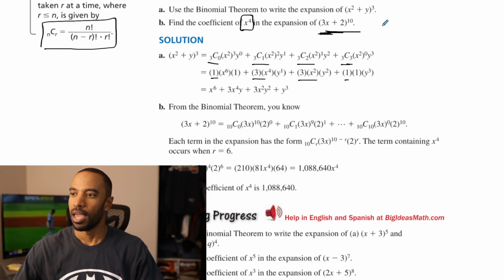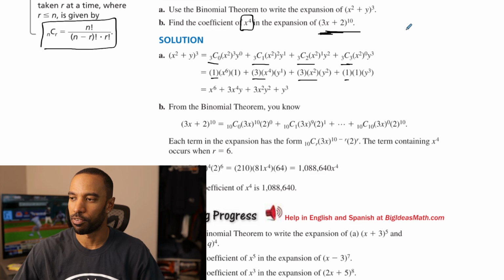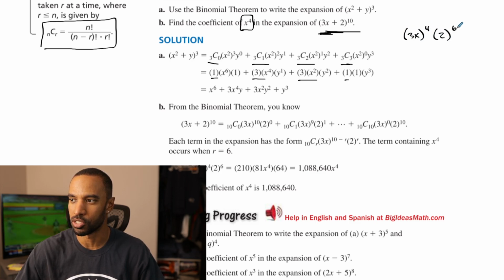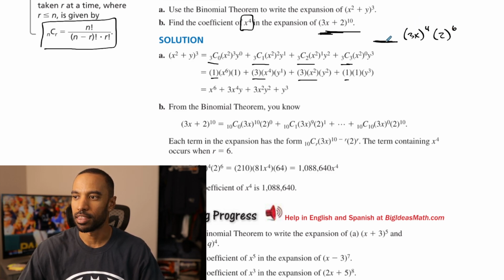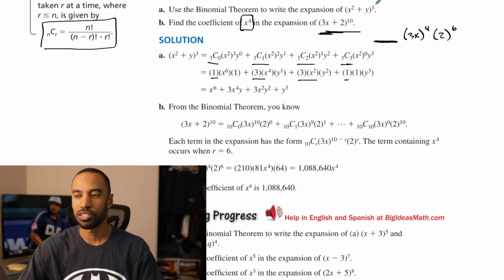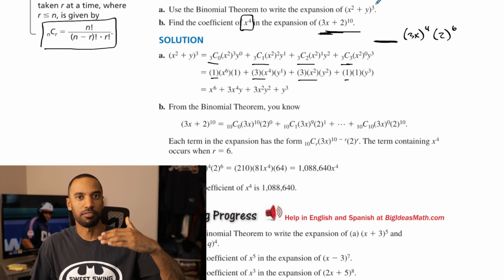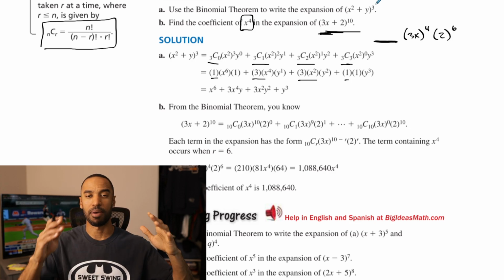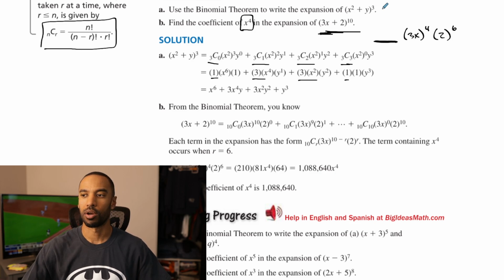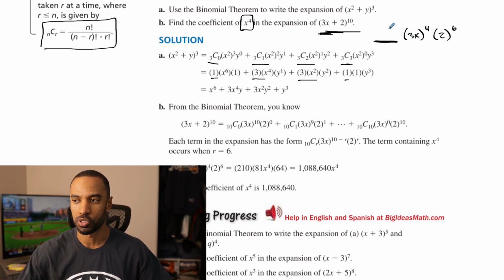Remember how these things work, the 3x would be raised to the 4th power and the 2 would be raised to the 6th power at that time. Now we need to find the coefficient that goes with that. 10 is a very massive number. I don't want to expand Pascal's triangle to 10 rows, so I'd rather come up with the combination that I'm supposed to use.